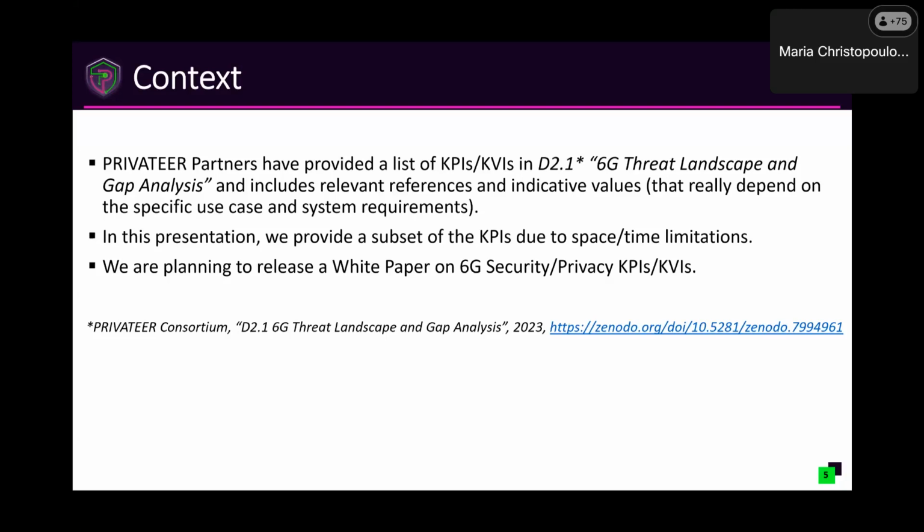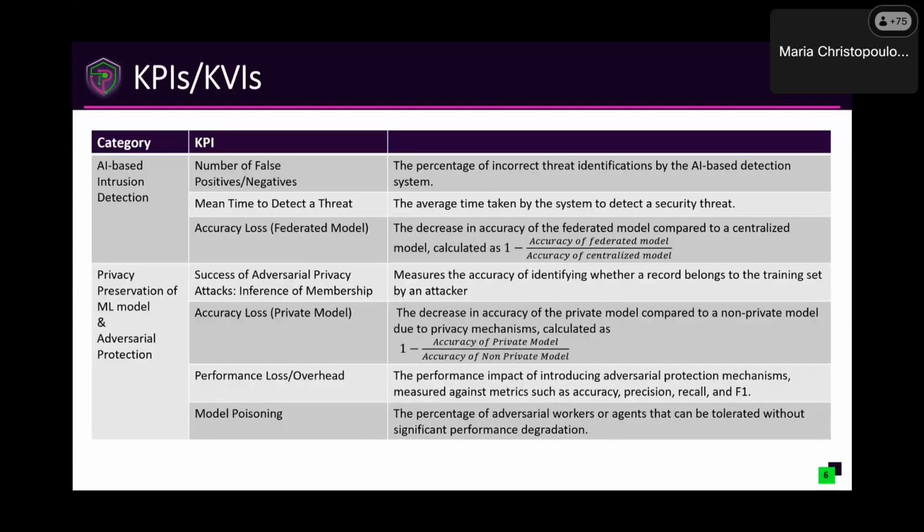And also we are working on releasing a white paper on 6G security and privacy KPIs and KVIs as, let's say, an updated version of what we have in deliverable 2.1. So I'm proceeding with the KPIs.